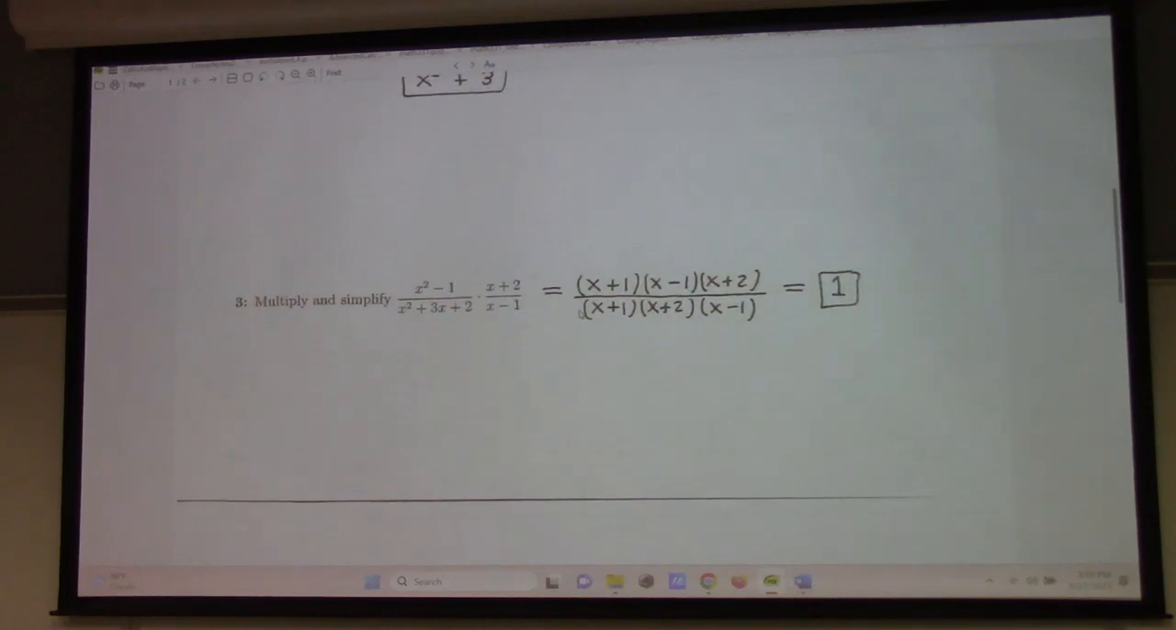Problem three is more exciting. By the way, I have posted this solution in Canvas Module 6, under Quiz 4. It's there for you to look at later. You don't have to hurry and write this down if you don't want to. Whatever's best for you. This is posted in Canvas, so you can look at the solution at your leisure.